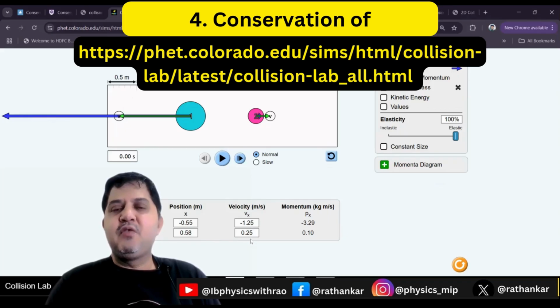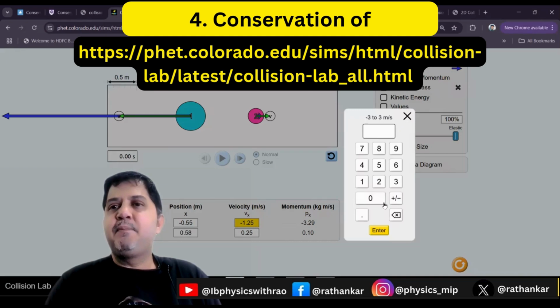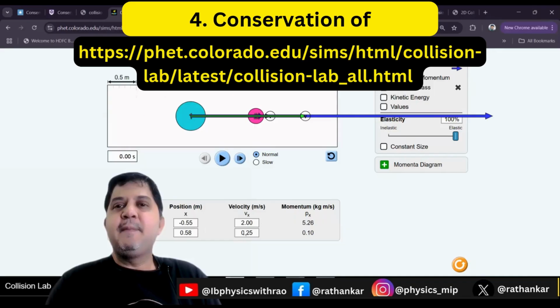Velocity is -1.25 and 0.125. Let me make this also plus 2.0. Enter. And this is 0.25. So one is having a larger velocity, the other one is having a smaller velocity. They will definitely collide. That's what we need to do.